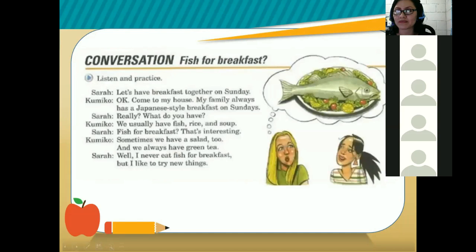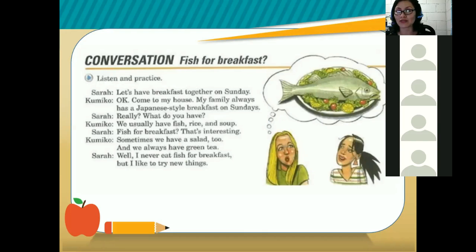Now, there is a conversation, okay? And this conversation is from the platform, and it says, fish for breakfast. Do you like it? Fish for breakfast? So we got a conversation between Zara and Kumiko. And I'm going to read it first, and then I will give you some time for you to practice.